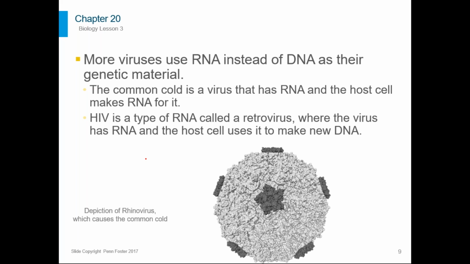The common cold is a virus that has RNA, and the host cell makes RNA for it. And HIV is an example of a type of RNA virus called a retrovirus, where the virus has RNA, gives it to the host cell, and the host cell uses it to make DNA.